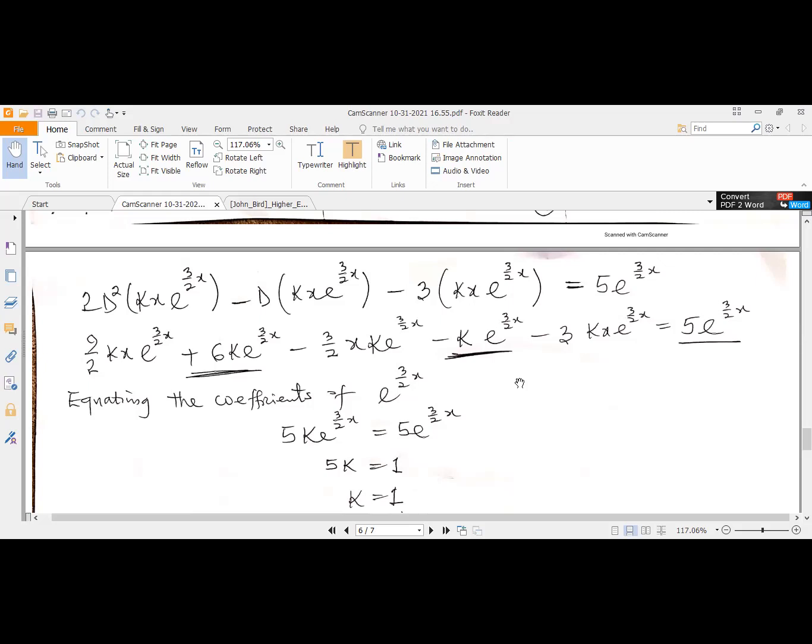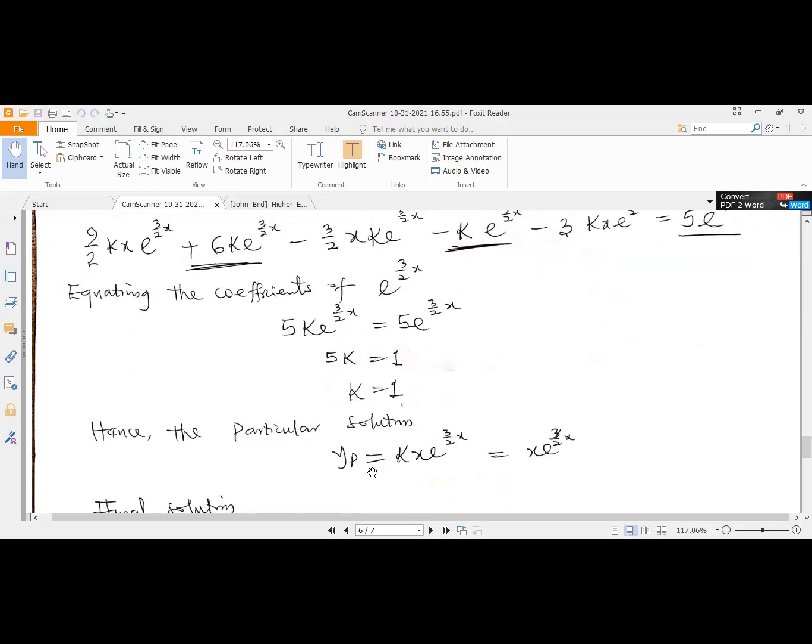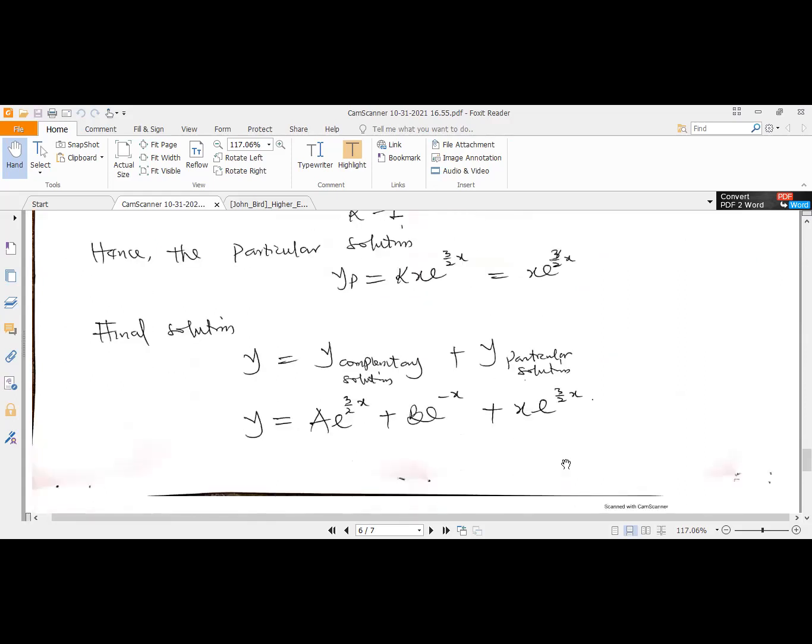What I'm trying to do now is equate the coefficients. So 6k minus k will give me 5k, isn't it? Then it is equal to 5. So this will give me 5k exponential 3 over 2x equals 5 exponential 3 over 2x. So I can see that my k is 1. I will return it to the assumed solution. That will give me kx exponential 3 over 2x, which is x exponential 3 over 2x. So the final solution is y complementary solution plus y particular solution.